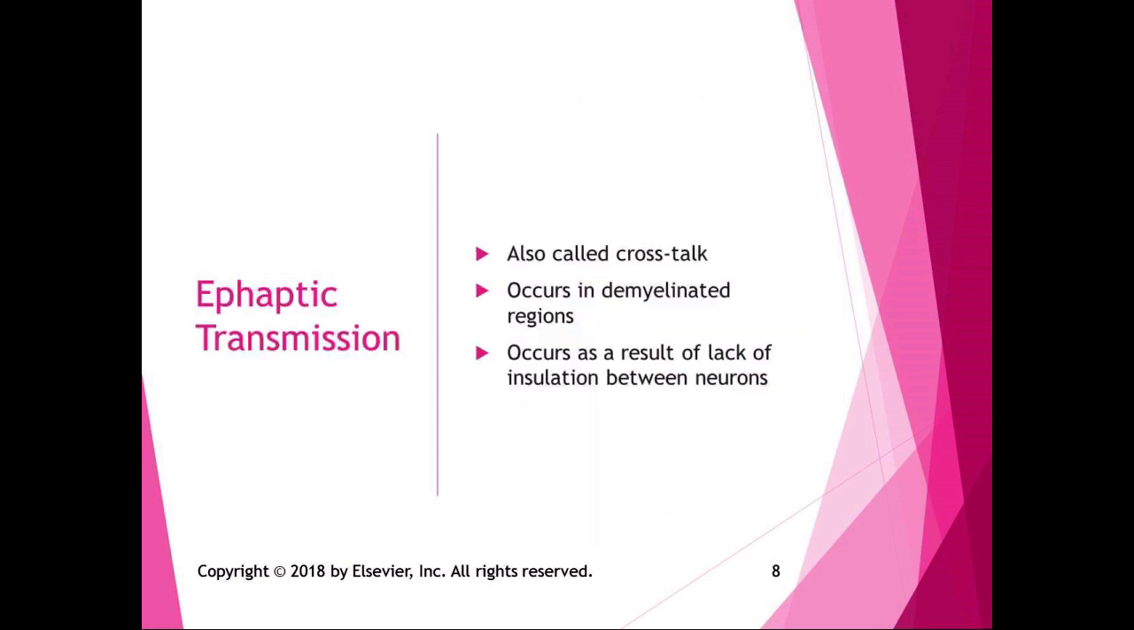Ephaptic transmission is also called crosstalk, and it occurs in demyelinated regions. It occurs as a result of a lack of insulation between neurons. You can sort of think of it as an electrical short. So an action potential in one neuron may induce an action potential in a neighboring neuron where it normally wouldn't if the area had its normal myelination.